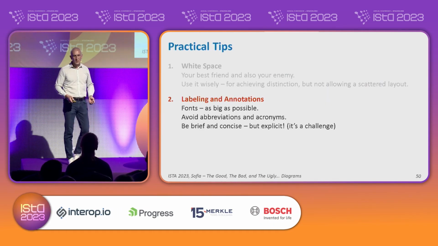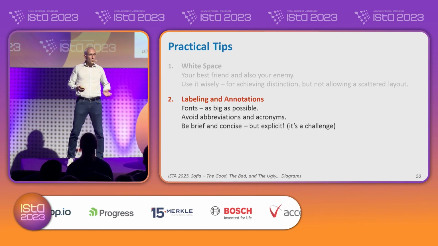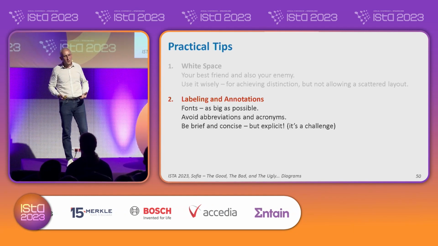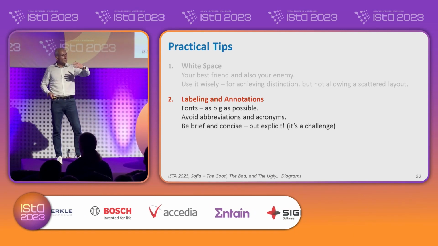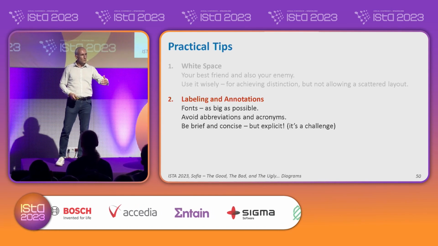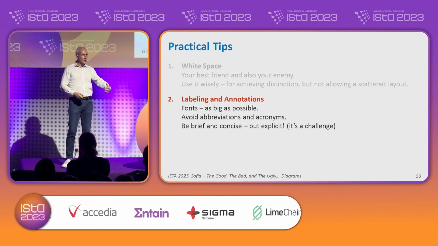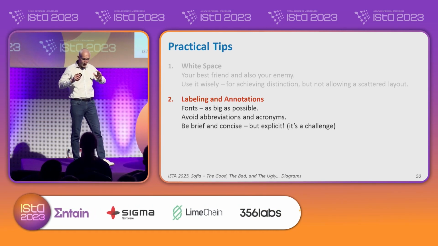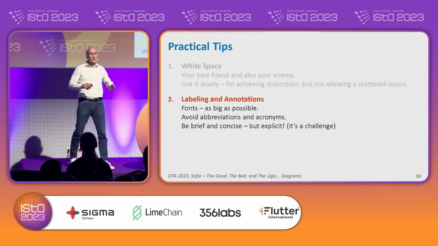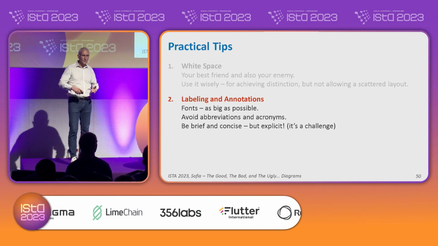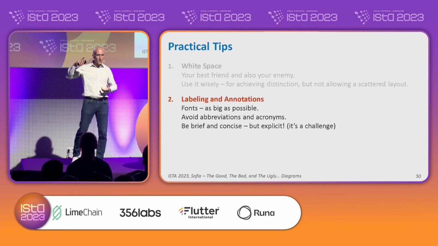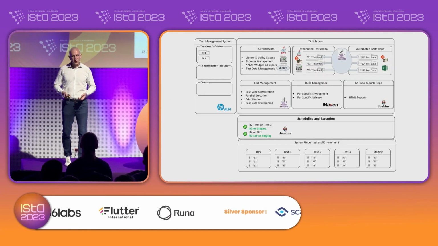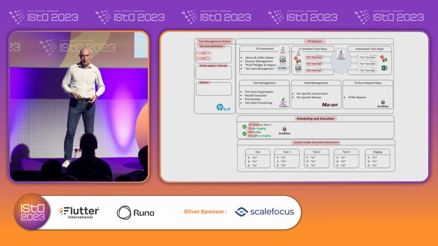Labeling and annotations. Fonts, as I said, as big as possible, not enormous, but big, so use the space so that it is readable. Avoid abbreviations and acronyms. Think about what your target audience is. Would they understand this abbreviation? Would they understand this term, etc.? Diagrams have limited space. So being concise and brief and still explicit, without people thinking, okay, what is this? Without asking them to think, it's a challenge. This is hard to do, but still you should strive for that.